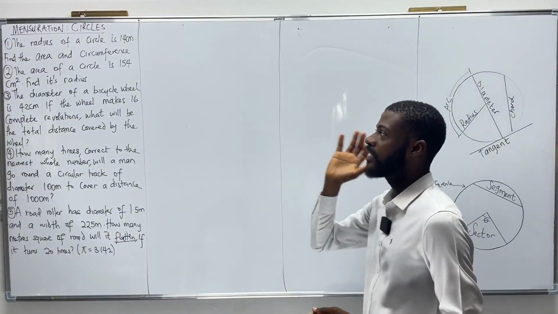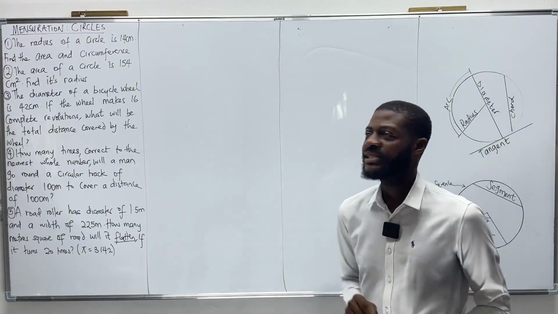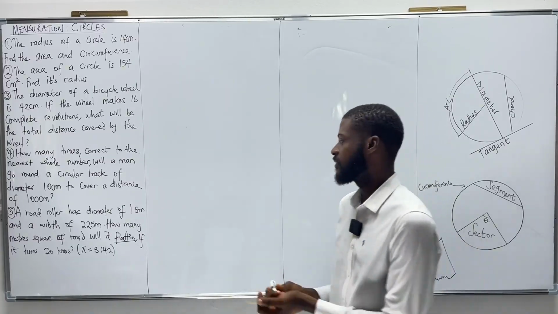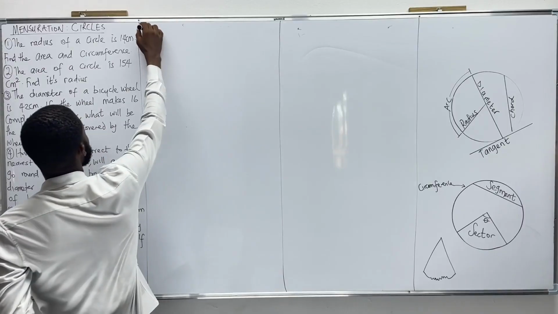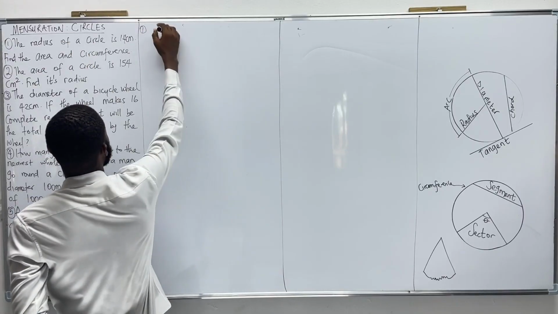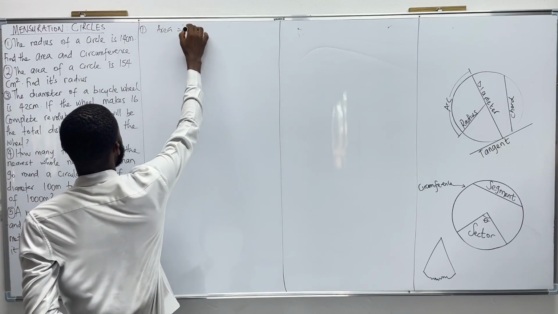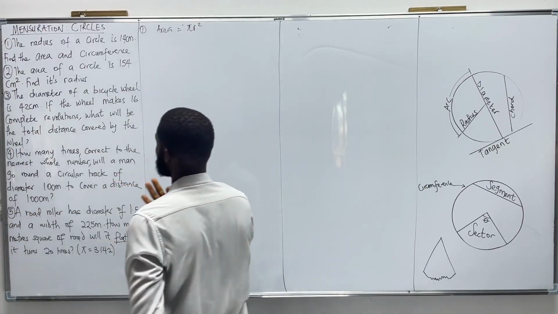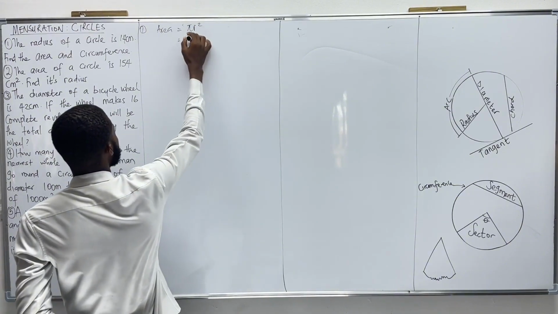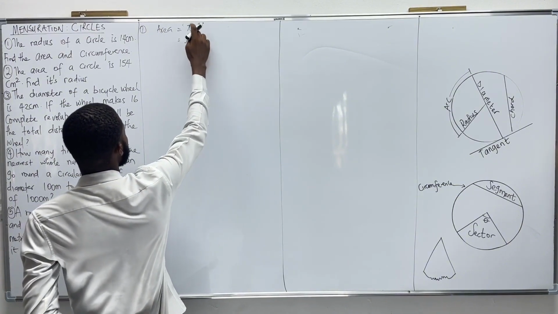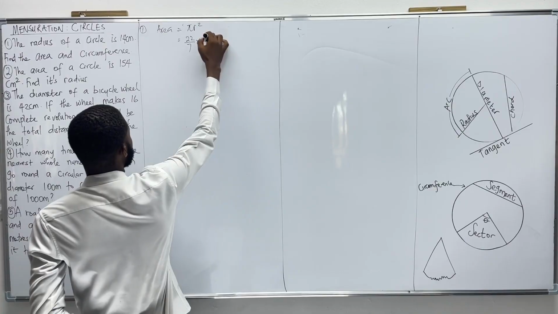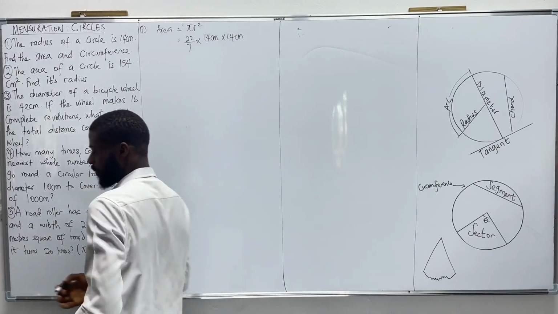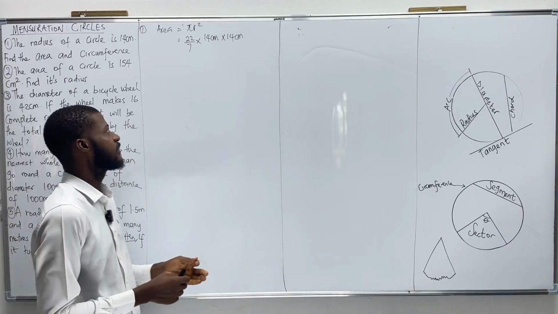The first question says, the radius of a circle is 14 centimeters. We are to find the area and find the circumference. Okay, so let's get started. First one, area is pi r squared. That's the area of a circle. In this case, we're going to be using pi as 22 over 7. Radius squared, so that's 14 cm times 14 cm. That's what we're going to do.